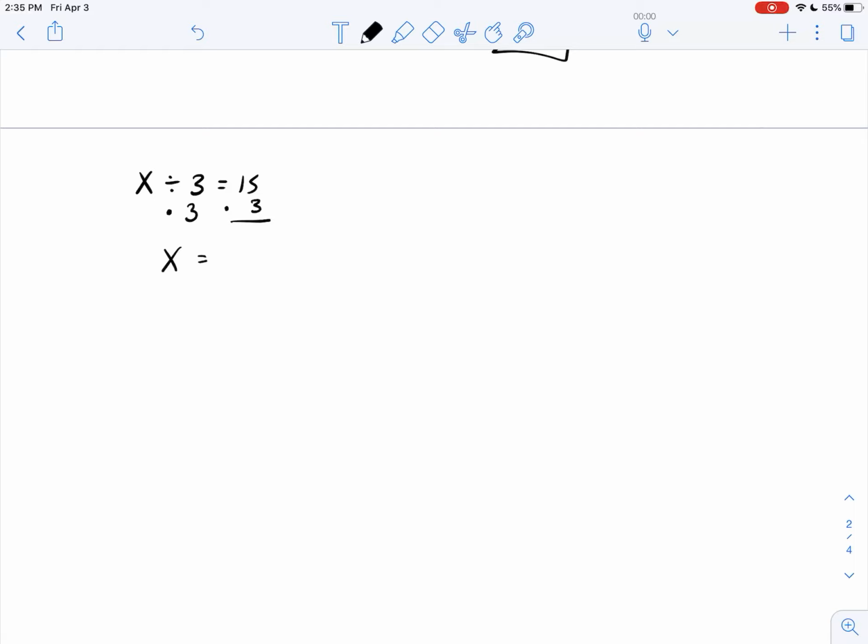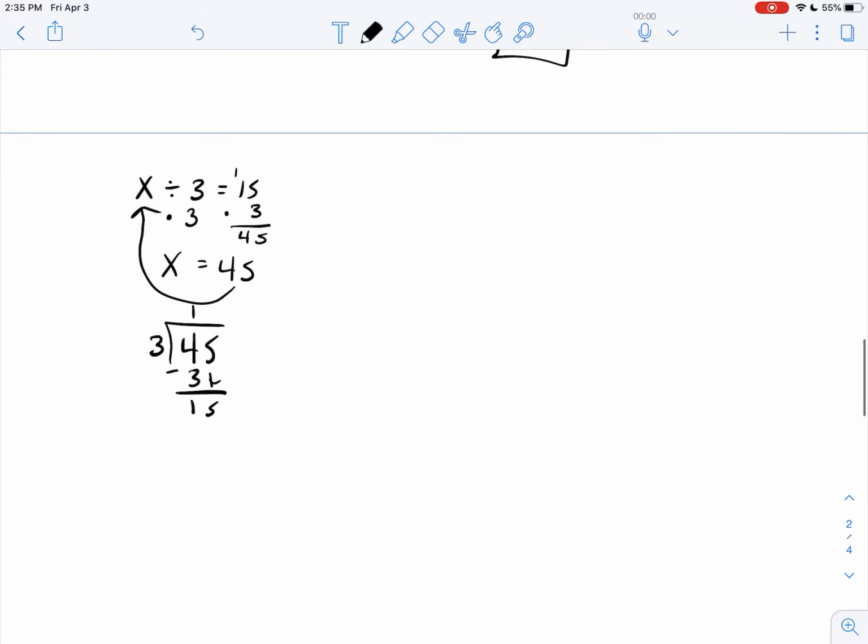3 times 5 is 15. Carry that 1. 1 times 3 is 3. Plus 1 is 4. We got x equals 45. So let's go ahead and plug 45 back in for x. 45 divided by 3. So that's going to give us a 1, minus 3. Bring down that 5. And then that's going to give us 5, because 3 times 5 is 15. So we know that this is correct.